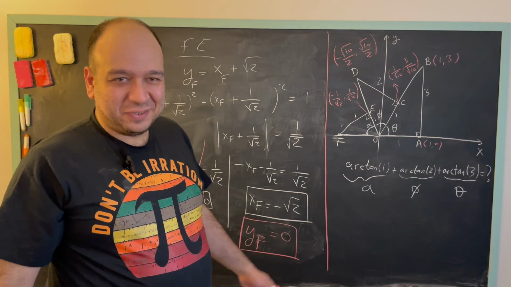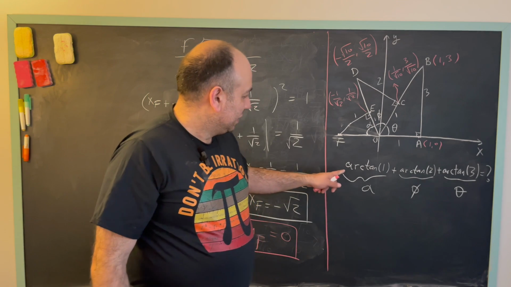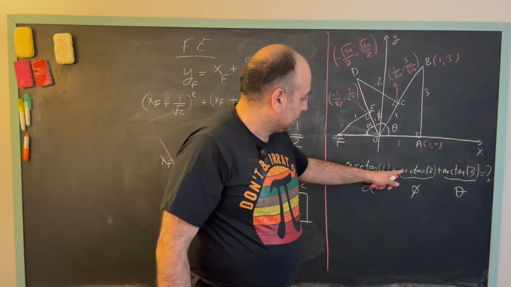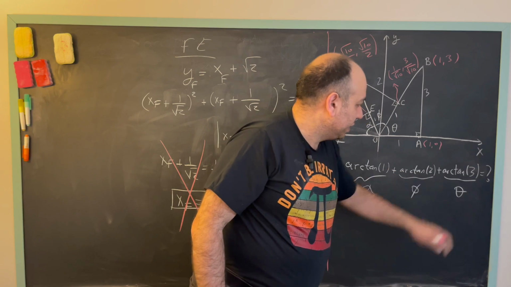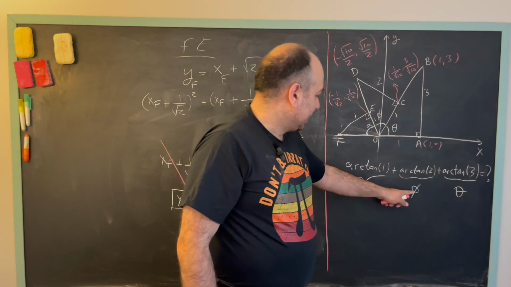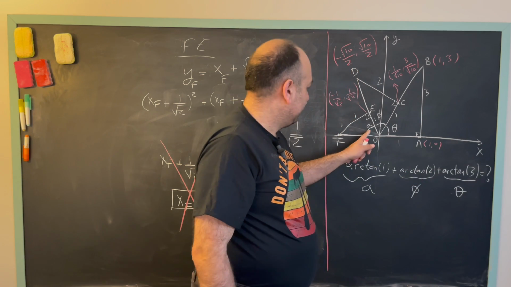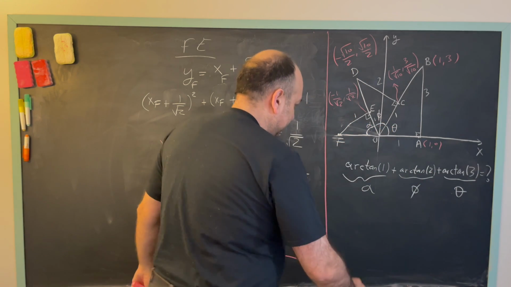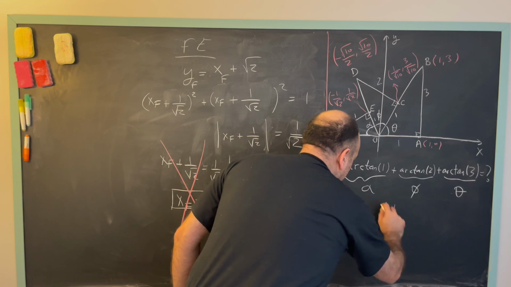Okay. So now we are ready to tell what arctangent 1 plus arctangent 2 plus arctangent 3 is. Okay. So alpha plus phi plus theta. Alpha plus phi plus theta. So this is equal to pi.